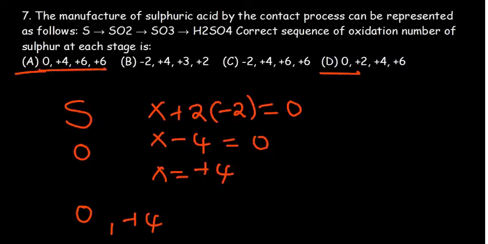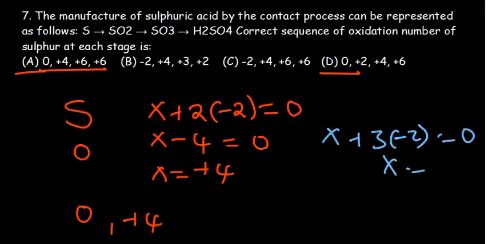In an exam, that is already enough for you to end there. But for more confirmation, you can go up to the third one. I'll put X for the sulfur, and then we've got 3 oxygen atoms, -2 each, equal to 0. That tells you X is going to be +6. So that's enough. Of course, you can also take hydrogen to be +1, oxygen -2. So the answer is A.